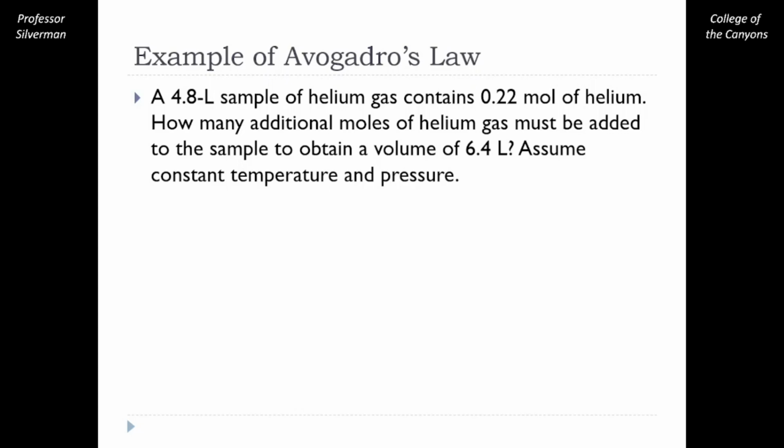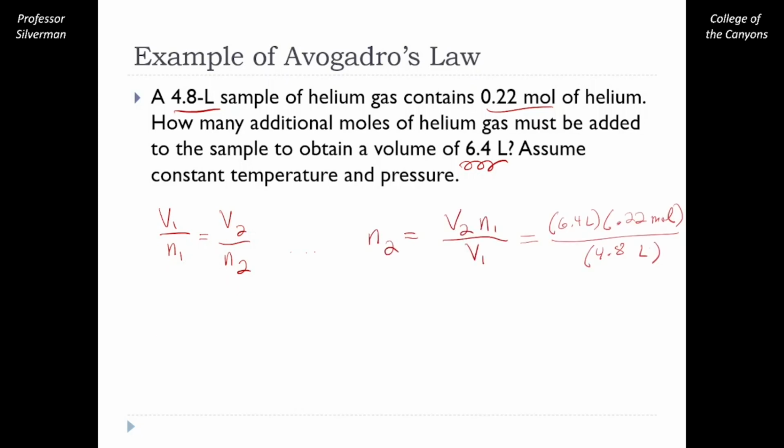Here's an example of a practice calculation problem using Avogadro's law. Here we are changing just our volume and our moles. We know our new volume. We want to figure out how many additional moles were added. Again, I like to do the algebra first before plugging in the numbers. When we run these numbers, we find that our final amount of moles has to be 0.29.